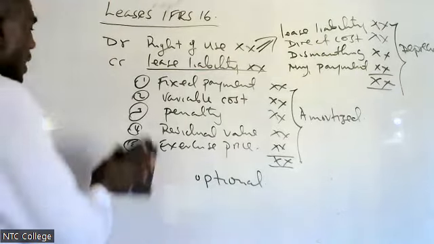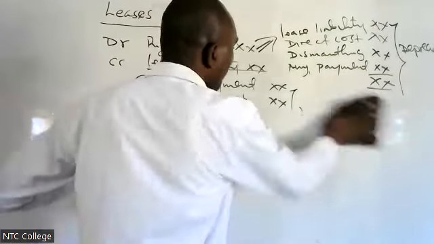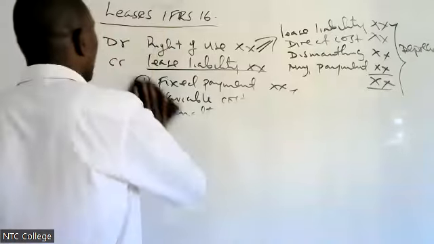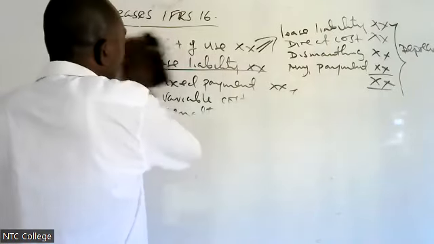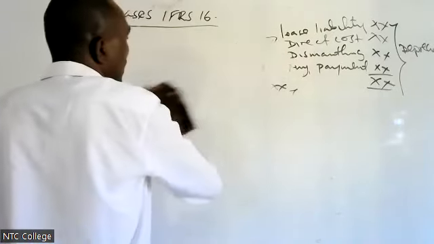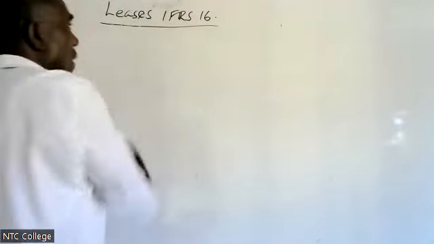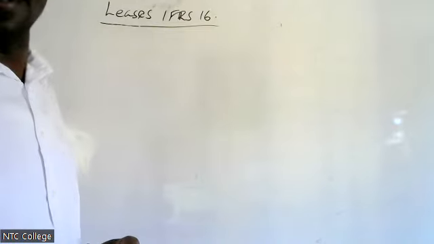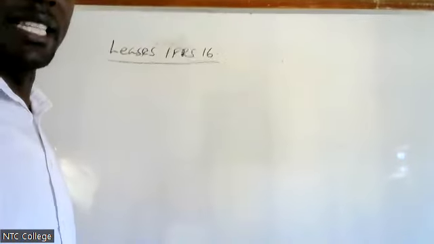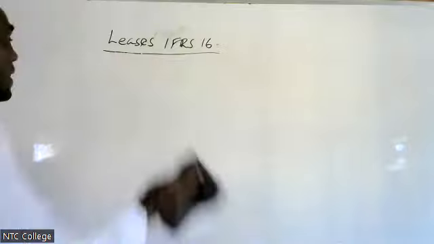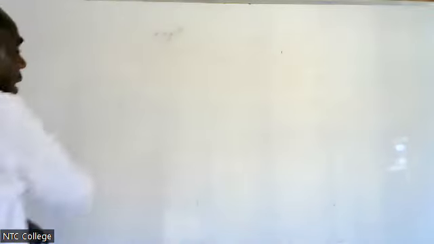Therefore, how are we going to account for this transaction? The first thing we do in a transaction of leasing is to get the lease liability.